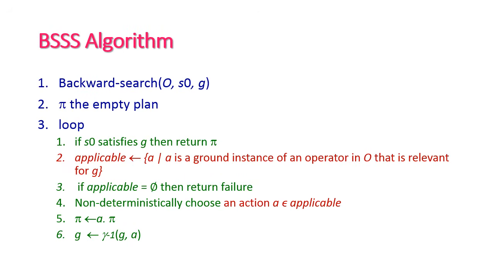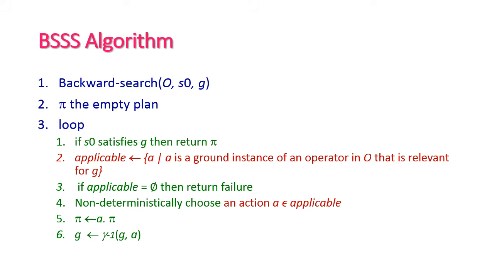The algorithm starts from the input statement. Here the backward search of O, S naught, G. O is a set of operators, that is, a set of actions, S naught is the initial state and G is the goal state. And pi is an empty plan. Pi contains a sequence of actions to be executed. And then we enter into the loop.